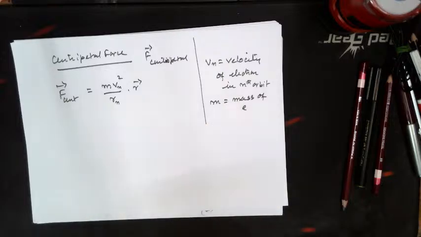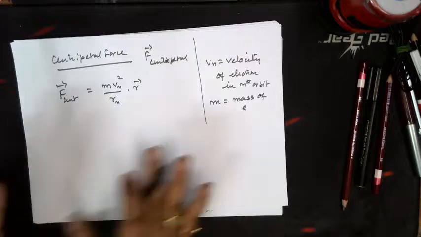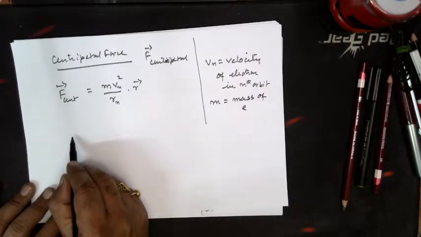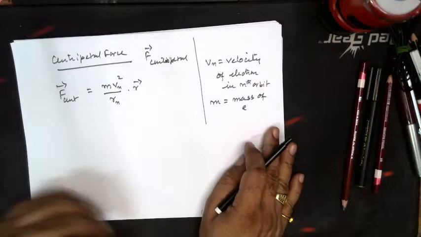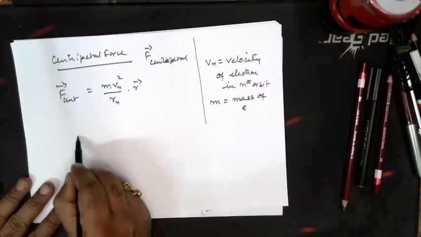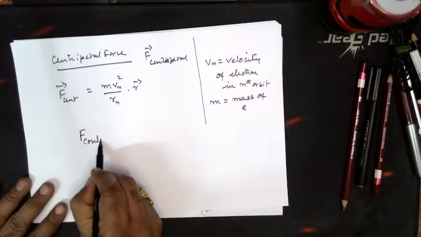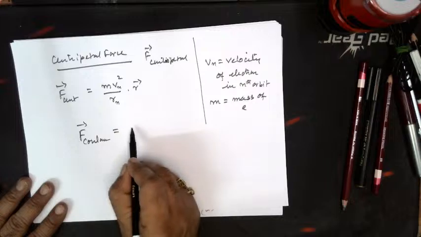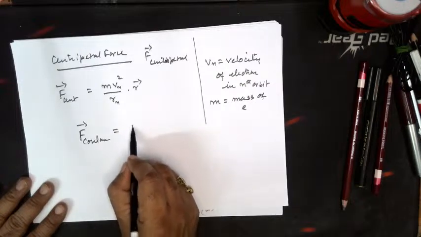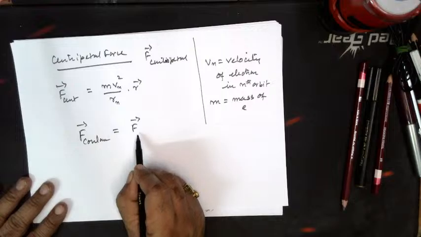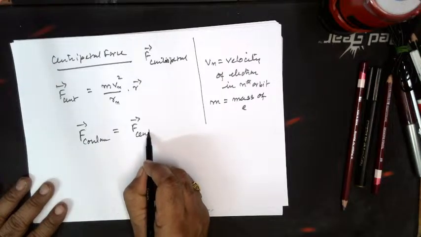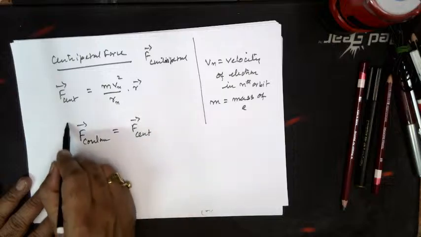Clear? Okay. Now, what is this v? That is the velocity of the electron in the circular orbit, the nth orbit. Now, we start this derivation based on this fundamental concept: the Coulombic force F is equal and opposite to the centripetal force.